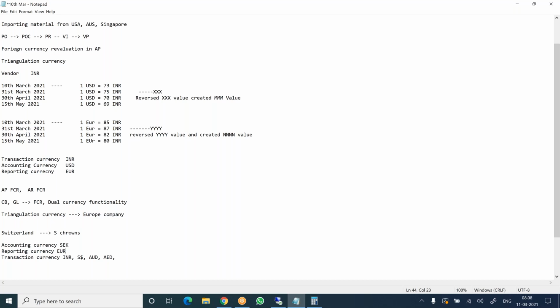Am I right? No, I didn't get that point. Their local currency is SCK, Swiss crowns. Okay. Their reporting currency is euro.